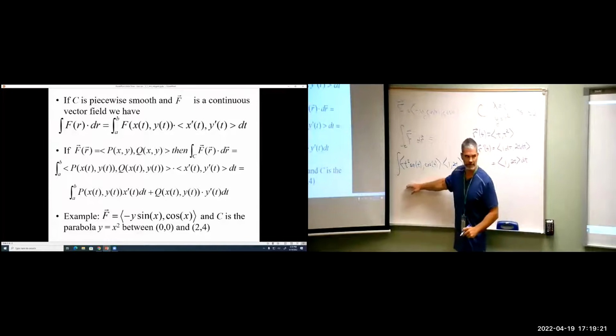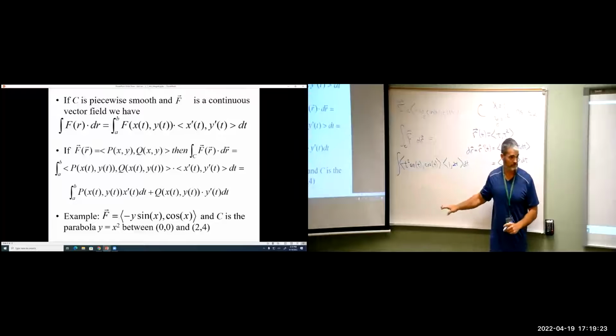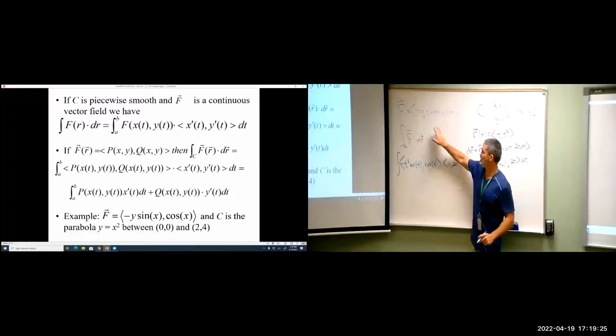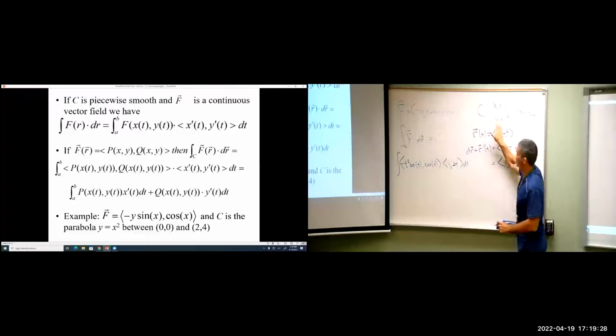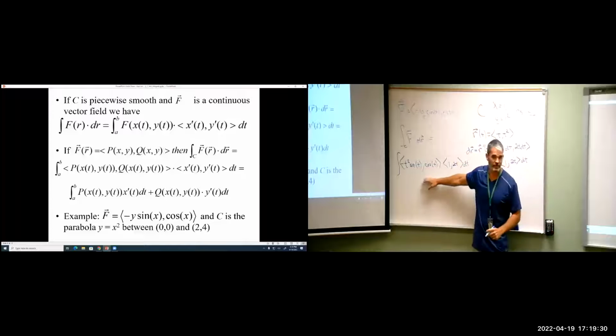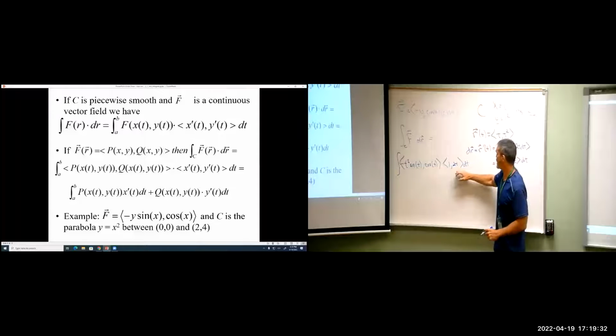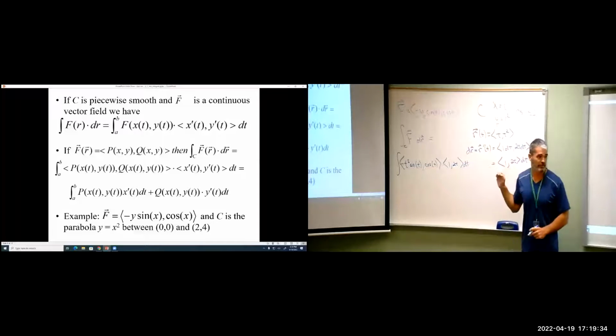Questions about where any of this is coming from? Like I said, it's just substitution. I took our vector field and I used our parameterization to get it in terms of t. And the dr is really just the derivative of our parameterization.